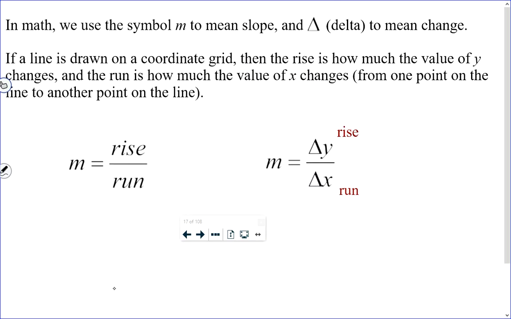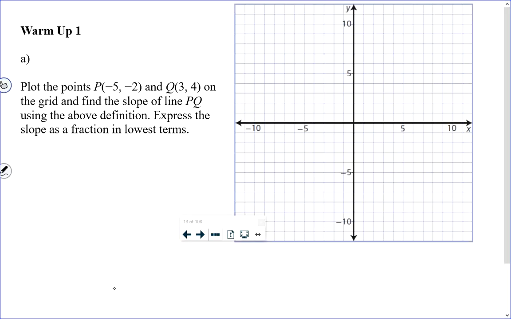So delta y is the rise, delta x is the run. Let's go through some examples here. To begin with, there's a warm-up, and it says plot the points (-5, -2) and (3, 4) on the grid and determine the slope of the line that connects them.